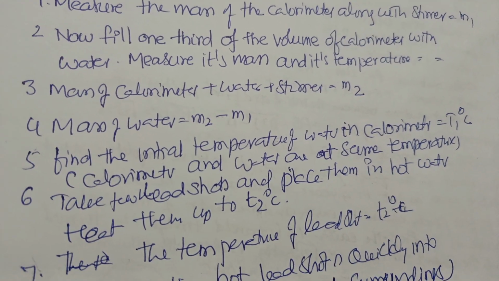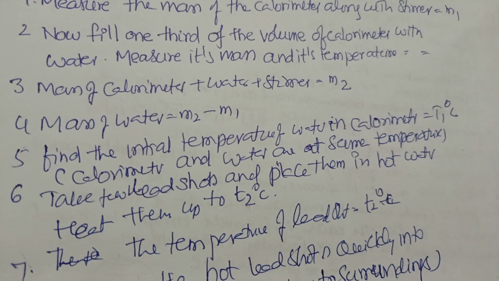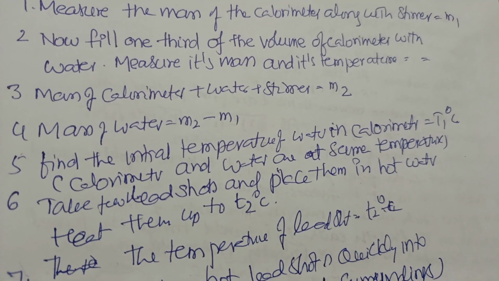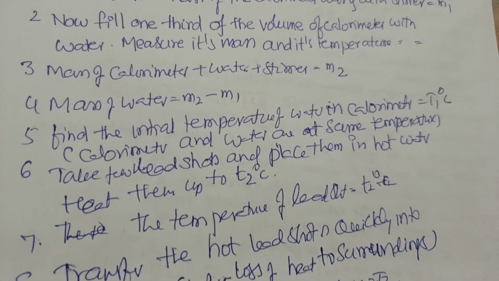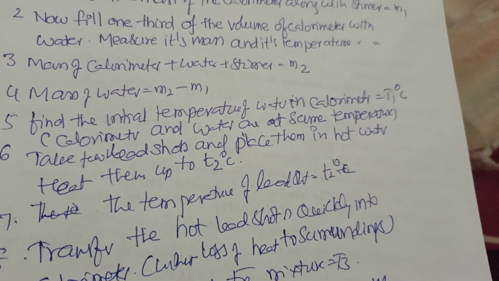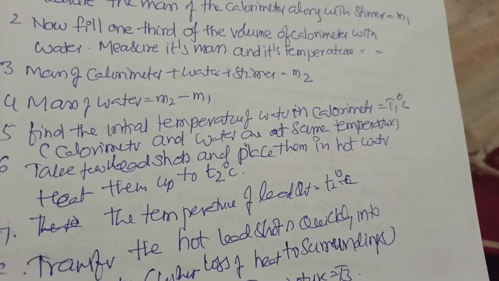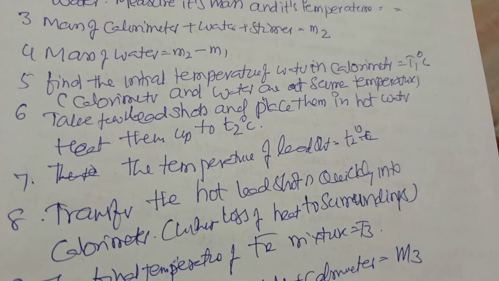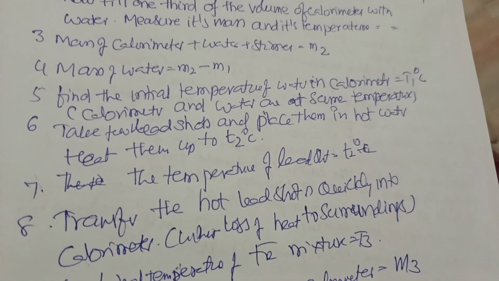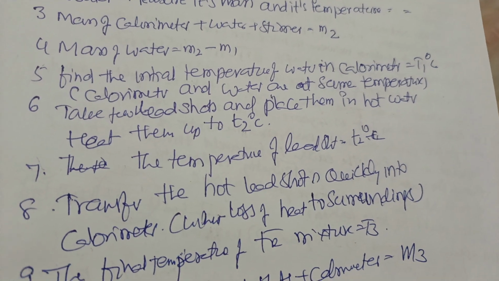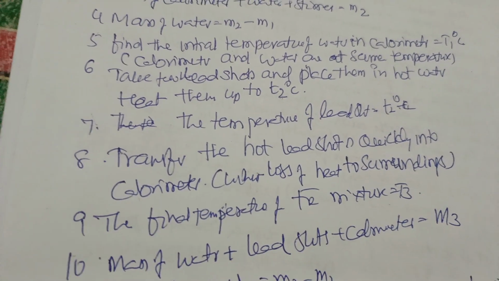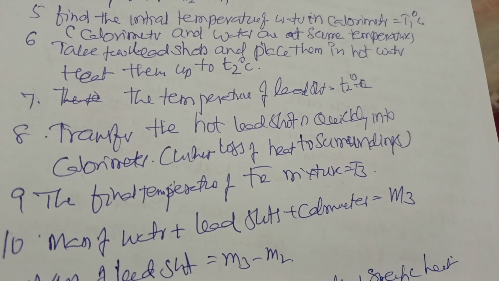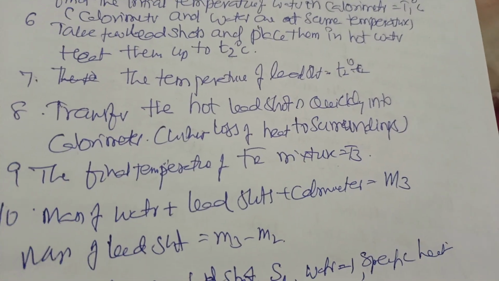Now take a few lead shots and place them in hot water. Heat them up to T2 degrees centigrade. Then the temperature of the lead shots is T2 degrees centigrade. Transfer the hot lead shots quickly into the calorimeter which contains the cool water. The final temperature of the mixture is T3.